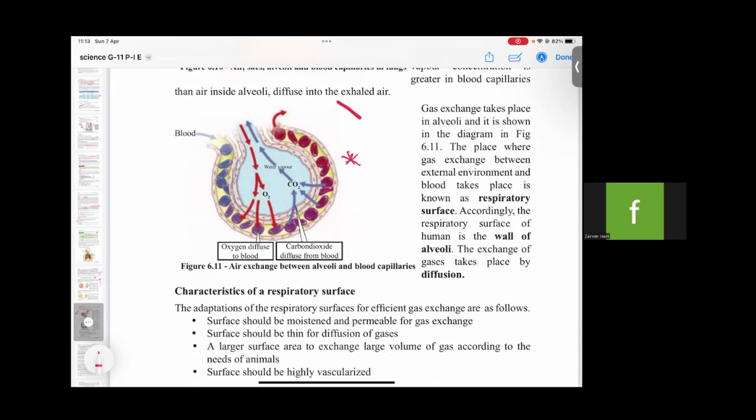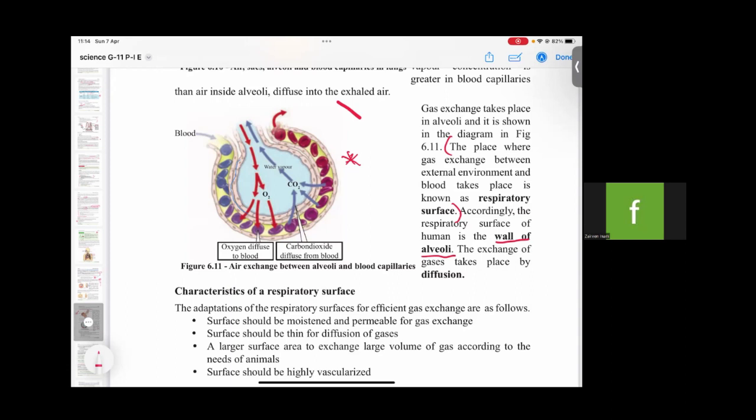You should remember this. In any organism, the place where the gas exchange between the external environment and blood takes place is the respiratory surface. Remember, for humans, the respiratory surface is the wall of alveoli. Don't write lungs. Don't just write alveoli. Write down wall of alveolus or alveoli wall. So how does that take place?